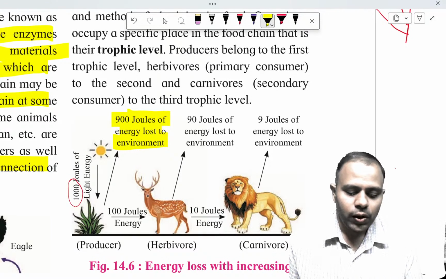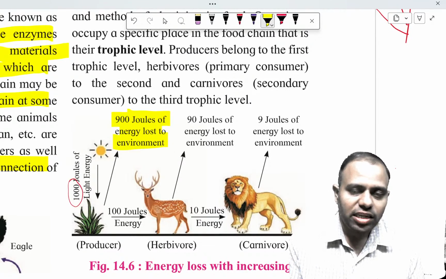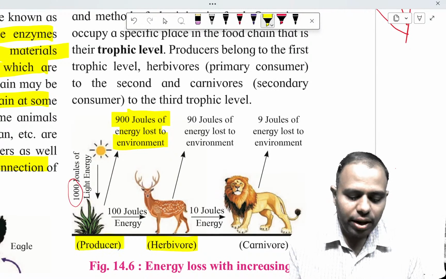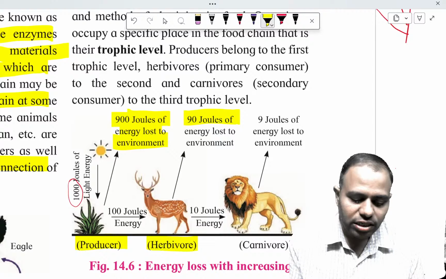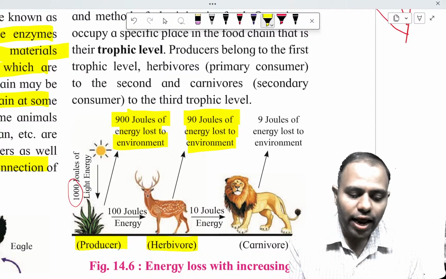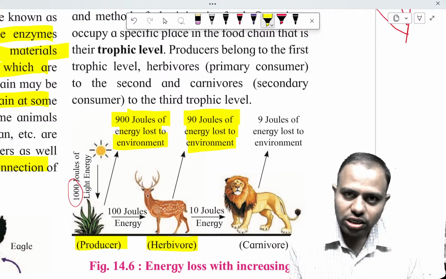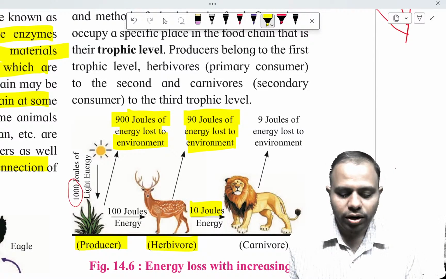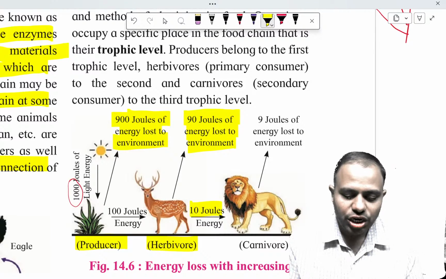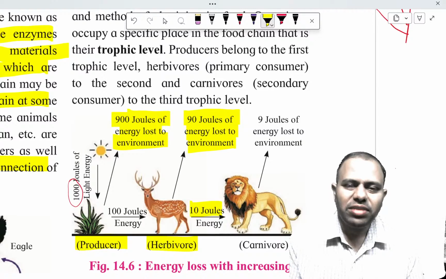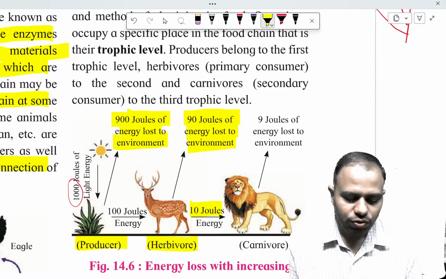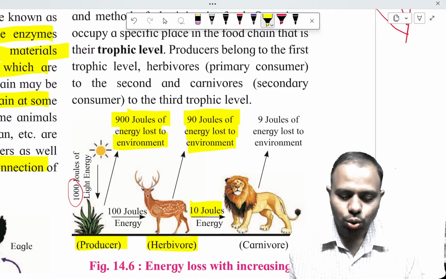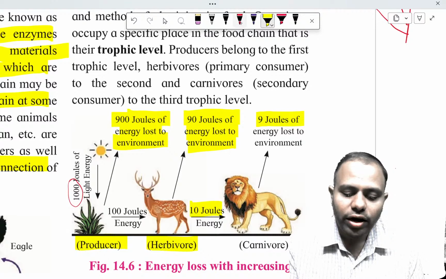Now only 100 joules of energy produced by the plant is actually available for the primary consumers, that is, herbivores. Out of this 100 joules, the herbivore loses 90 joules into the environment. The remaining energy is 10 joules. This 10 joules is taken up by the tertiary consumer; the middle consumer is not there here. Sometimes it may be there, sometimes not, depending on the food chain. Here only three trophic levels are shown. In the last trophic level, 9 joules of energy is lost to the environment, and only 1 joule is present with the last animal in the food chain.